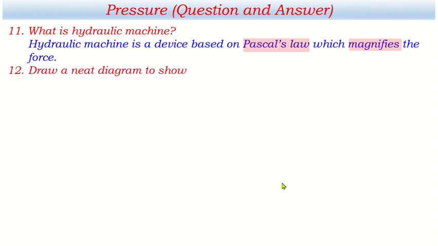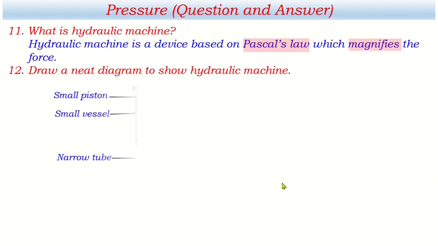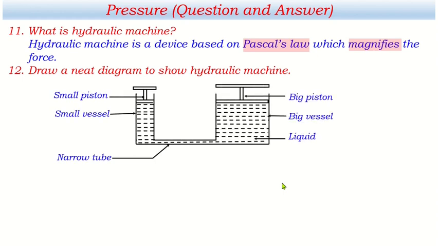Now let's have another question. Draw a neat diagram to show hydraulic machine. We can draw this diagram. Look at this, very simple. A small vessel is connected to a big vessel by means of a narrow tube, and it is filled with liquid, and a piston is given to each of the vessels.